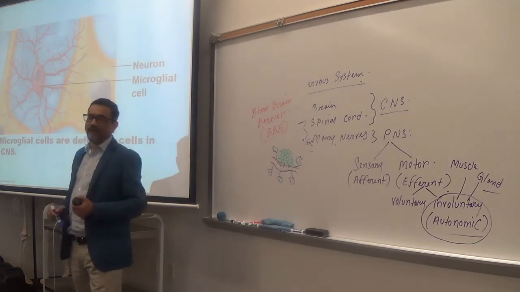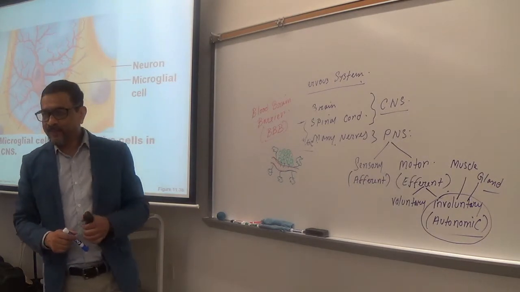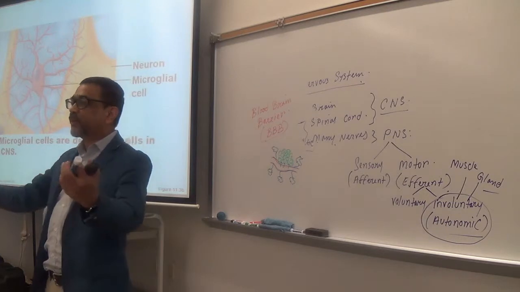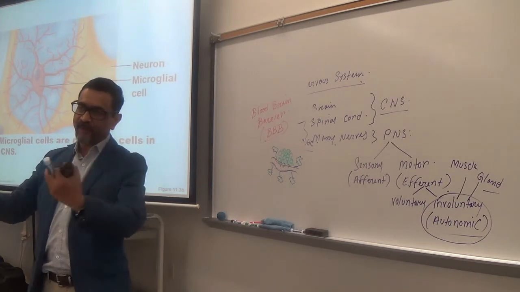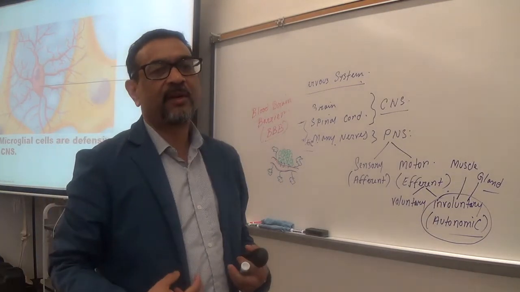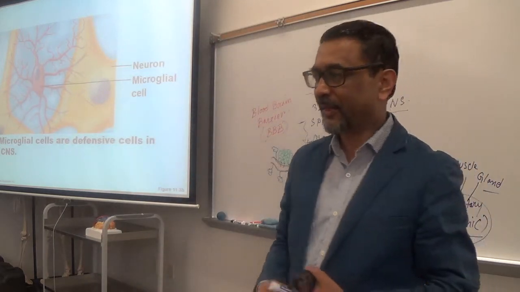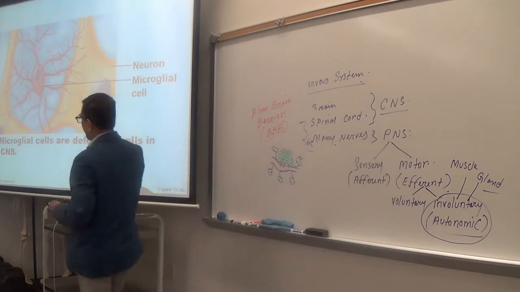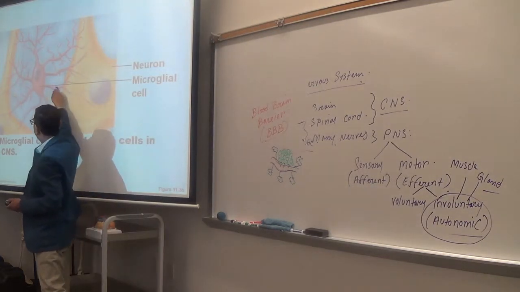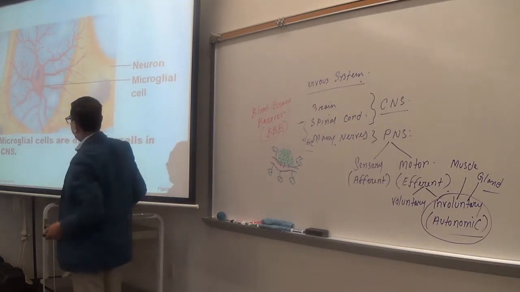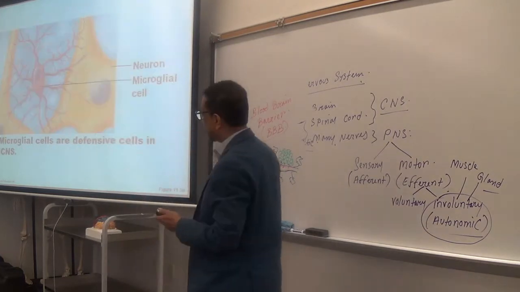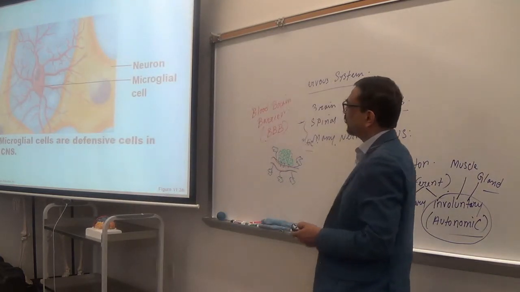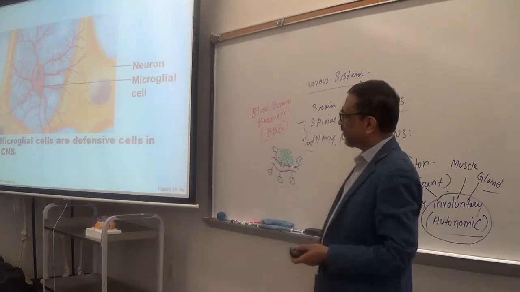Microglial cells. Microglial cells do phagocytosis, engulf the microorganisms or dead cells or debris. That's why they have many processes, easy to engulf. So defensive function.